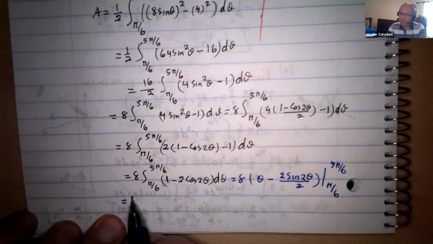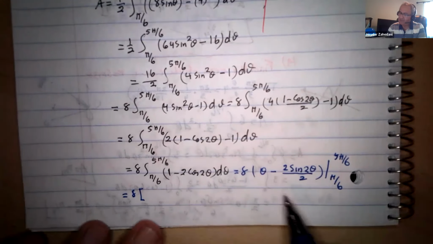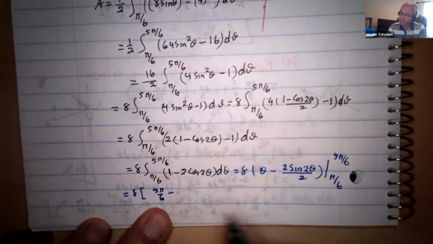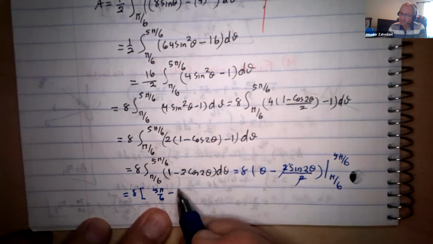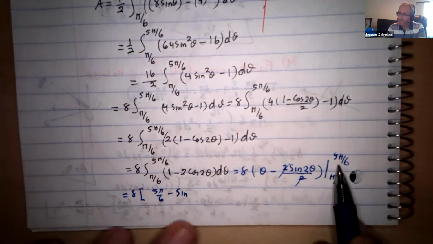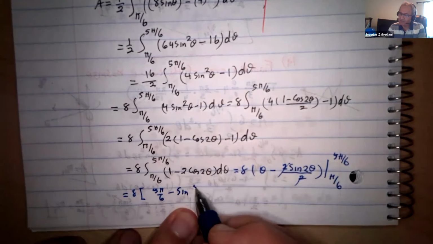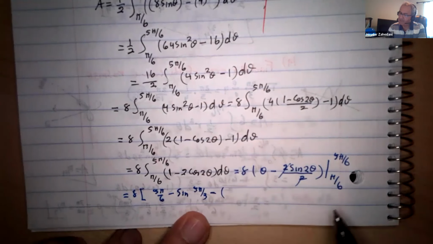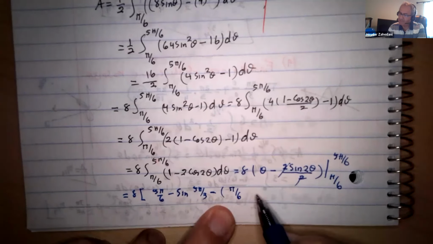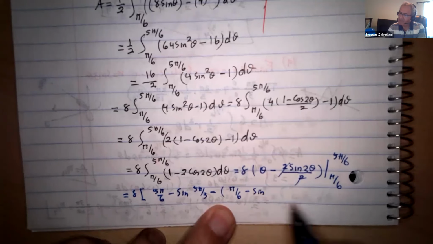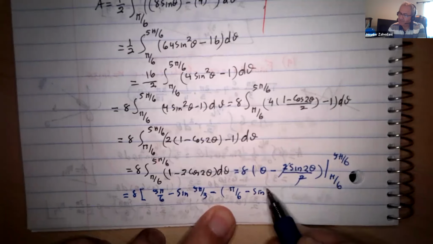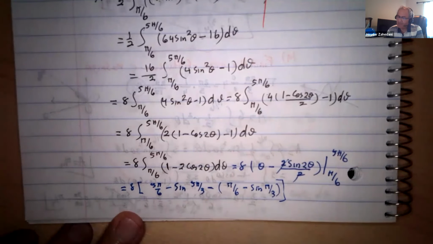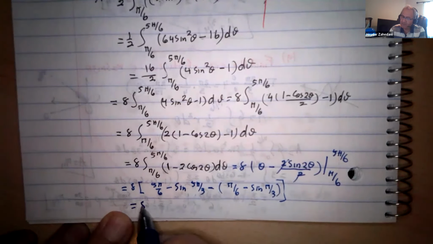Okay, so this is going to be 8, a bracket. You substitute for the theta, that gives you 5pi/6, minus, you simplify this, sine of 5pi/6 times 2, that gives 5pi/3. Then it's going to be minus, in bracket, pi/6, and minus sine of 2 theta, that gives you 2pi/6, which is going to be pi/3. Then you substitute this result. You have to use your calculator to get the actual numbers.